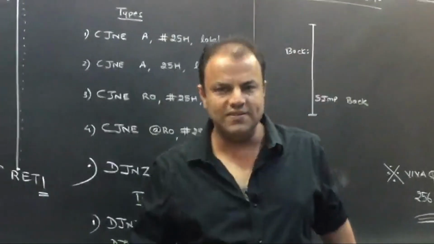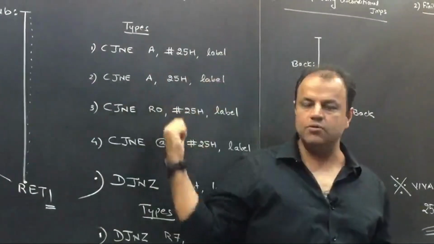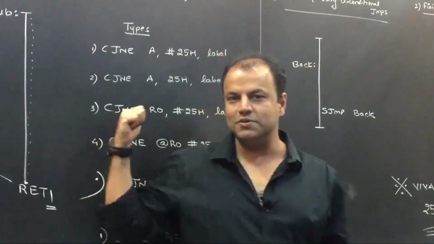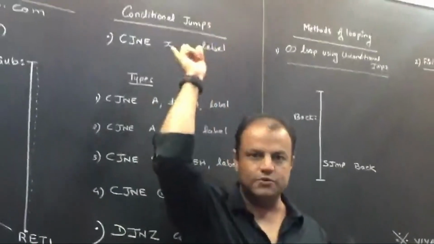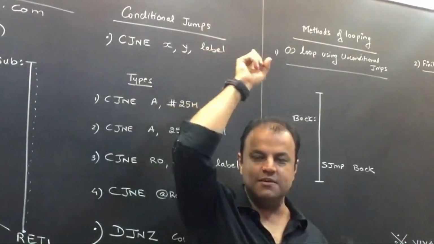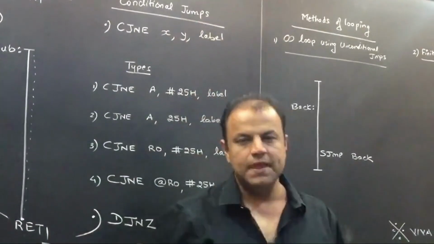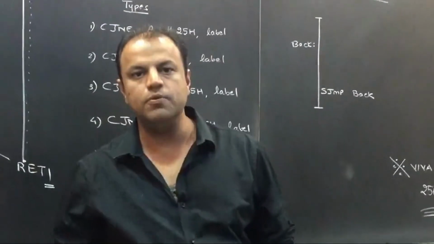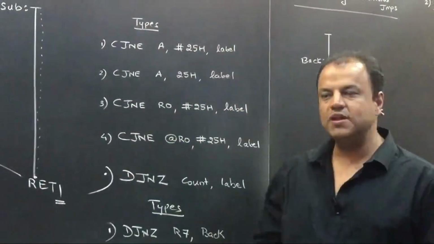So what does CJNE do basically? This is how they ask in Bombay University. They don't give the full instruction, obviously, because that makes it easy. This is how it is asked as a 2-mark question: explain CJNE X, Y, Z or X, Y, label. It will compare X and Y. If they are not equal, the program will jump to the location label. Otherwise, you will go to the next location.